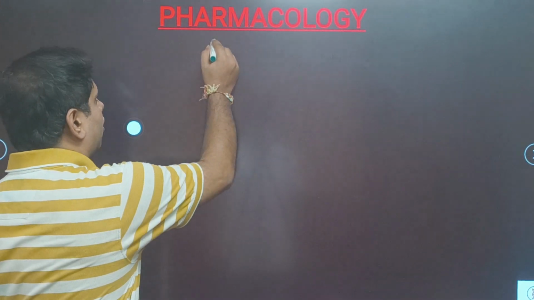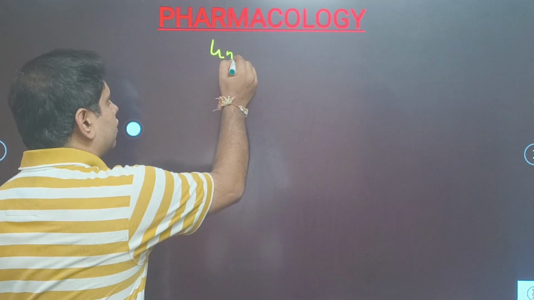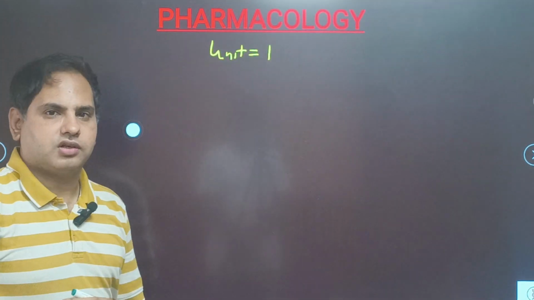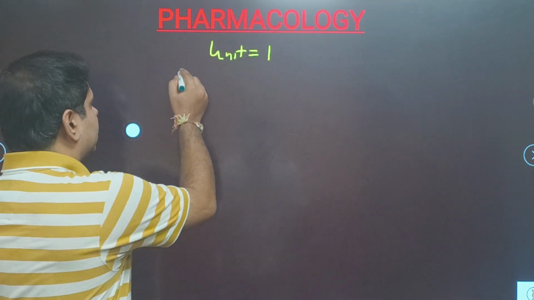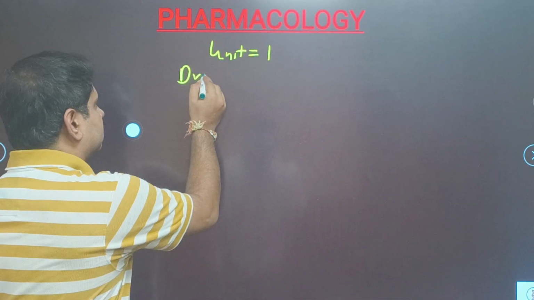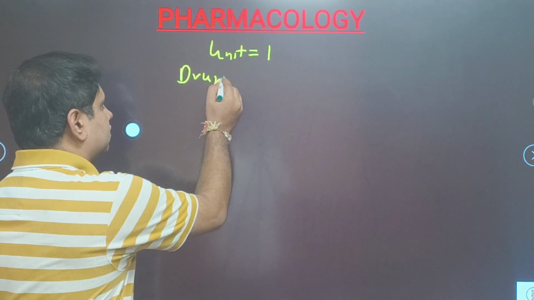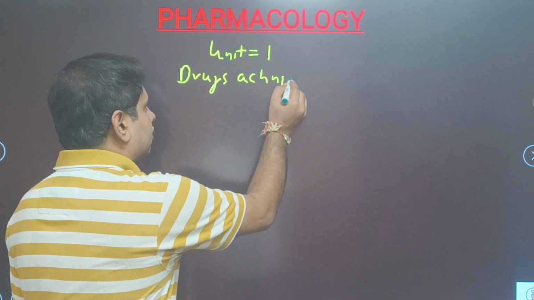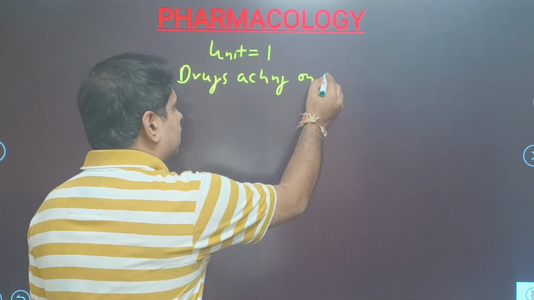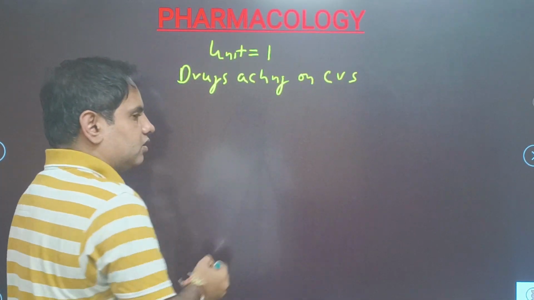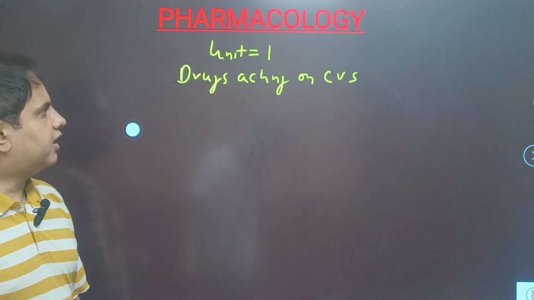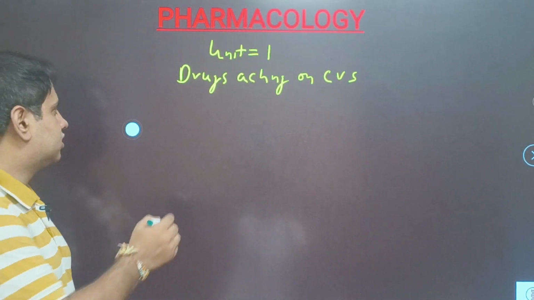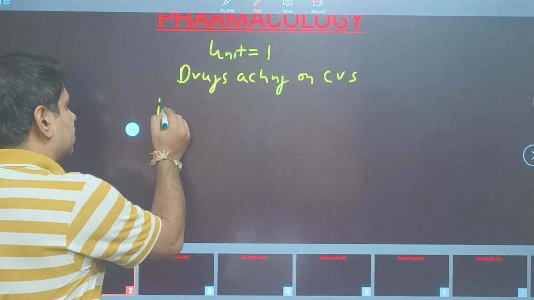We are discussing Unit 1, B.Pharm 5th semester Pharmacology, drugs acting on the cardiovascular system. Under this, we are discussing inotropic drugs.